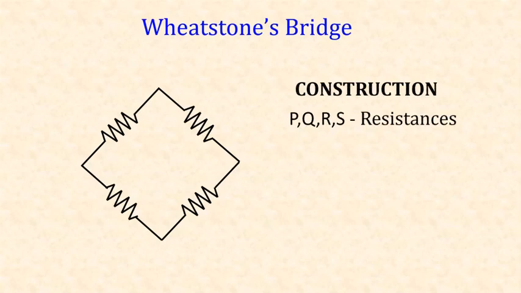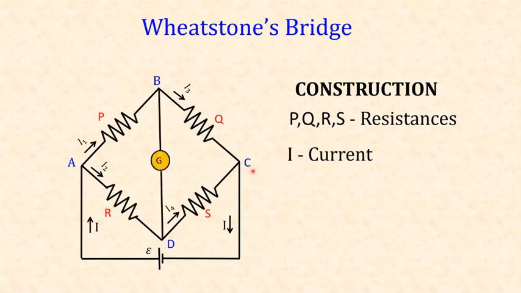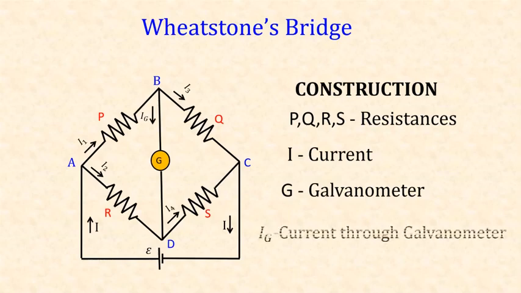In the Wheatstone's bridge, there are four resistances P, Q, R, S, and they are constructed as a network. A battery of potential or EMF ψ is connected between A and C. I is the current flowing through the circuit. This current I is split into I1, I2, I3 and I4. A galvanometer is bridged between B and D. G is the galvanometer and Ig is the current passing through the galvanometer.